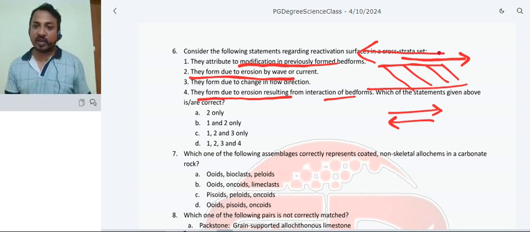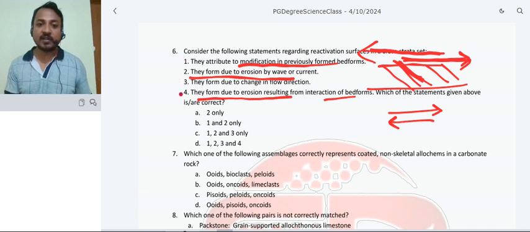During reversal of current, it will erode this cross bed. It will partly erode the cross bed. Then again, when the original current condition emerges, it will again produce cross bed over an eroded surface. That is called the reactivation surface. So all these characteristics are found in the reactivation surface condition. So the answer will be D.